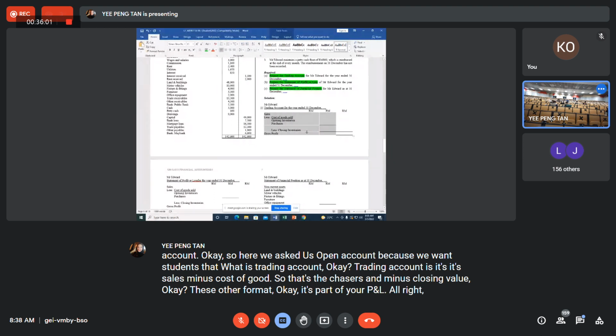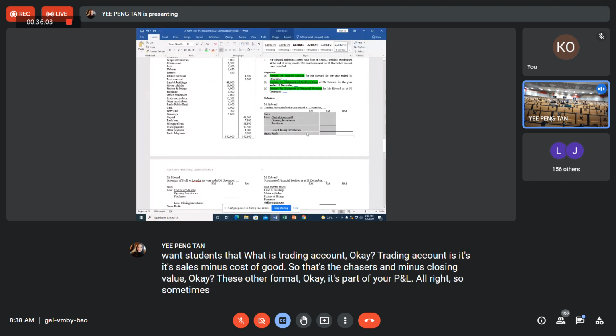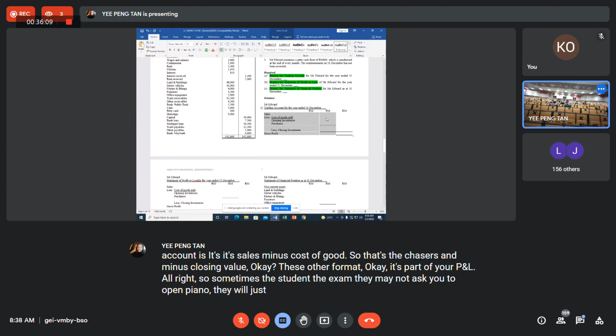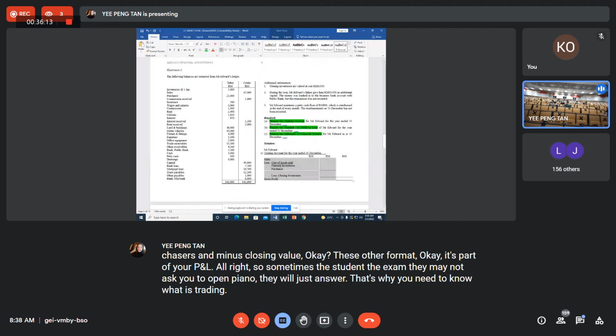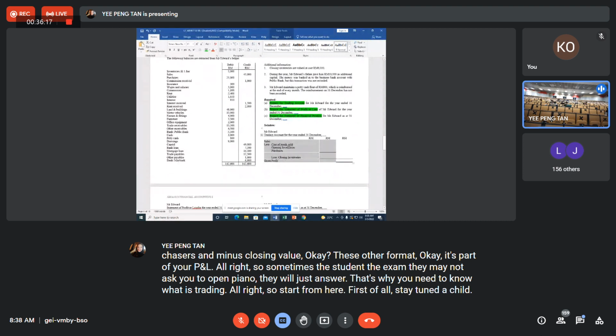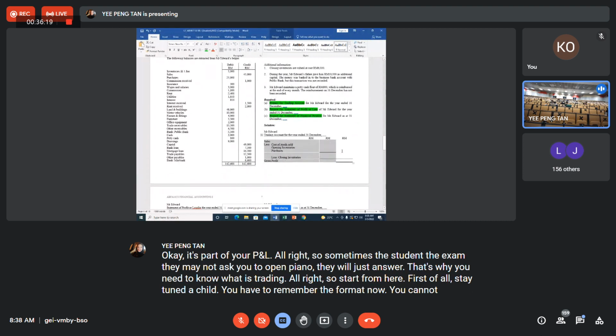All right. So sometimes in the exam, they may not ask you to open the full P&L, the full SOPL. They will just ask you to open the trading account. That's why you need to know what a trading account is. All right, so start from here. First of all, for the trading account, you have to remember the format. You cannot simply do your own format.